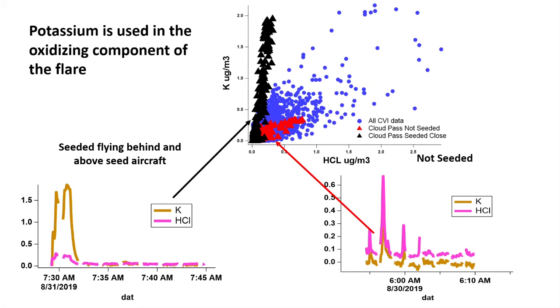And when you look at this scatter plot that I've got on the top, I'm plotting potassium versus HCl. And so again, in the case of the seeded aircraft, that's the black triangles, very high potassium relative to HCl. But if you look at the non-seeded case, the potassium versus HCl is much lower. It's these red triangles. And then overall, we've got the entire data dump. All of the cloud pass data is the blue circles. And so you can see how it varies throughout the whole campaign.